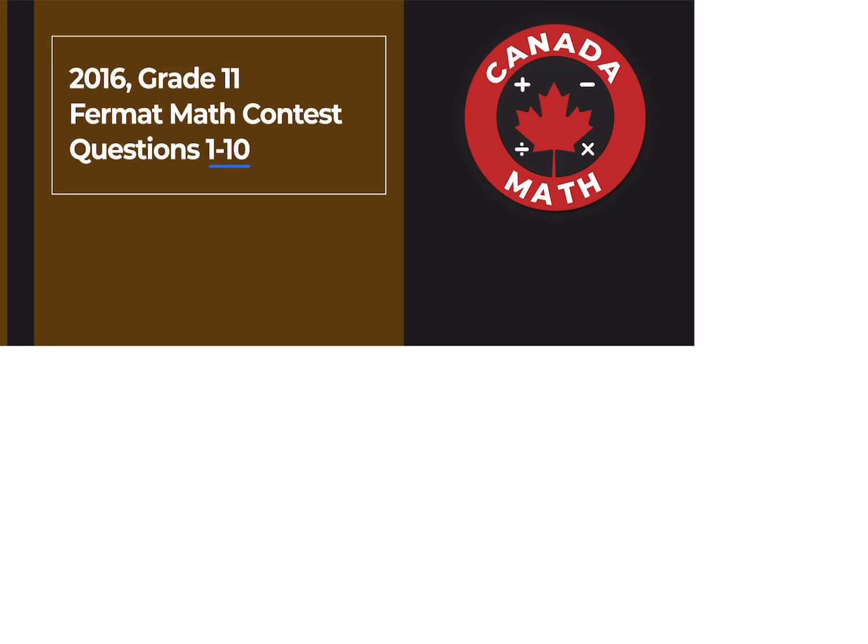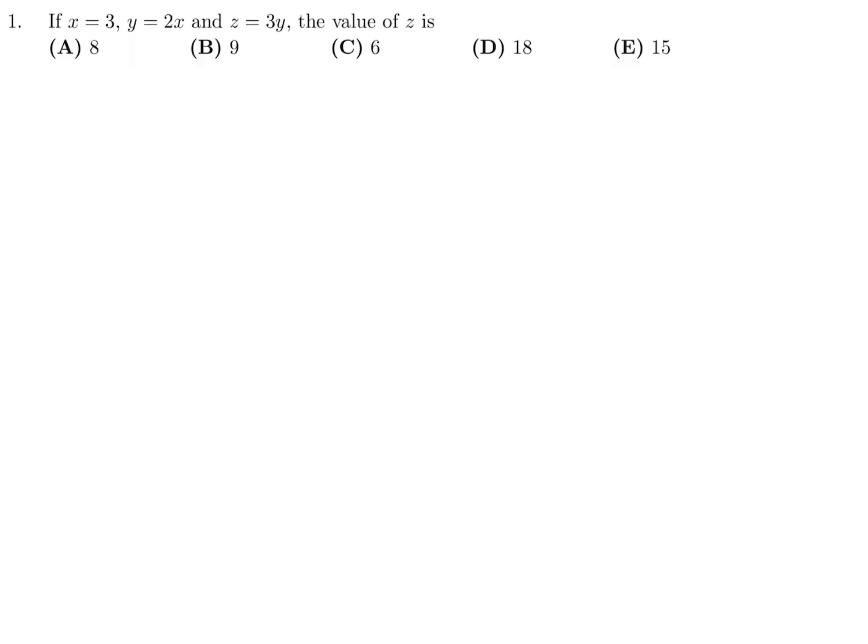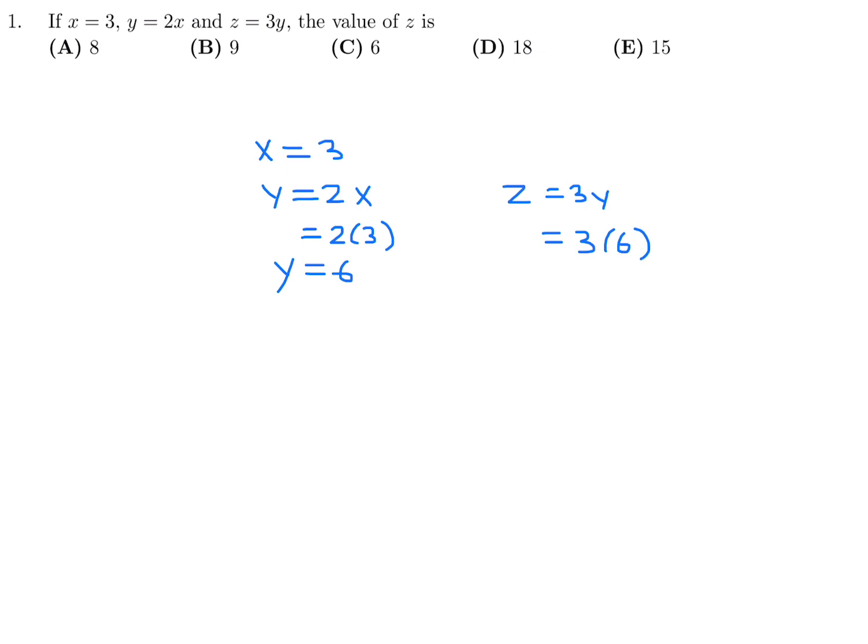Questions 1 through 10 on the 2016 Grade 11 Fermat Math Contest. If x is equal to 3, y is equal to 2x, and z is equal to 3y, the value of z is? x is 3, y is equal to 2 times x, so y is equal to 2 times 3, so y is 6. And then z is equal to 3 times y, so that's 3 times 6, which is 18. So number 1, the answer is D.